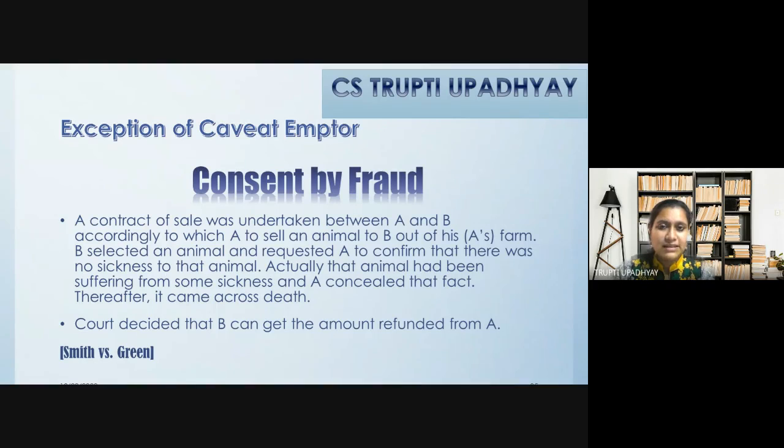So it was obviously fraud when a buyer is asking the seller to give him a confirmation with respect to the quality of the goods he is selling. Obviously, if some defects are there, the seller's duty was to inform the buyer, but he didn't do it. So here, the contract is influenced by fraud, and consent received by fraud means the contract can become void. So here the court decided that the buyer can get a refund of the price from the seller and the contract can be repudiated, means it will be cancelled.